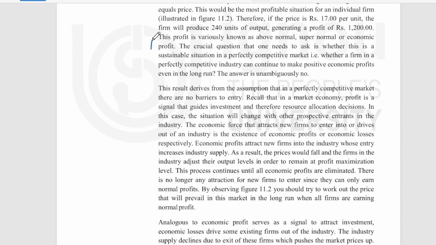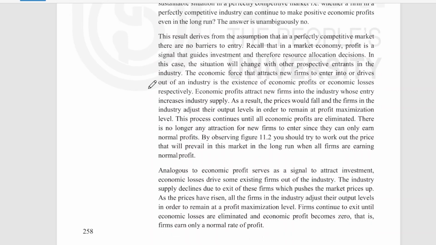So, the crucial question that one needs to ask is whether this is a sustainable situation in a perfectly competitive market, whether a firm in a perfectly competitive industry can continue to make positive economic profit even in the long run. The answer is unambiguously no. This result derives from the assumption that in a perfectly competitive market there are no barriers to entry. Recall that in the market economy, profit is a signal that guides investment and therefore resource allocation decisions. In this case, the situation will change with other prospective entrants in the industry.